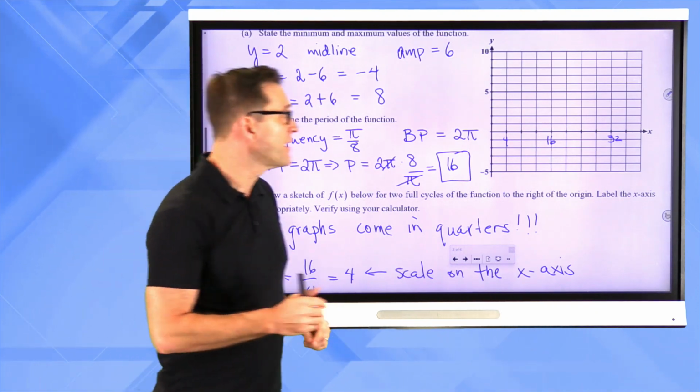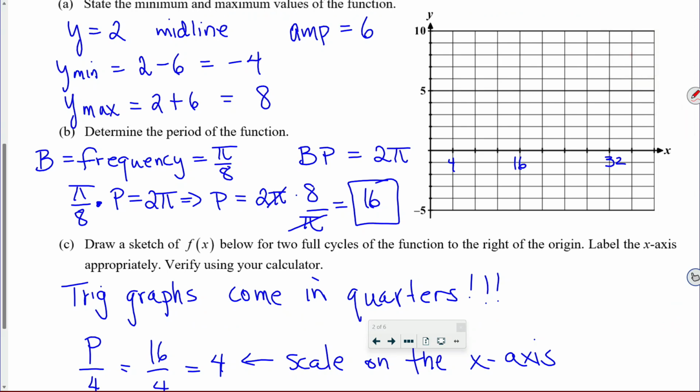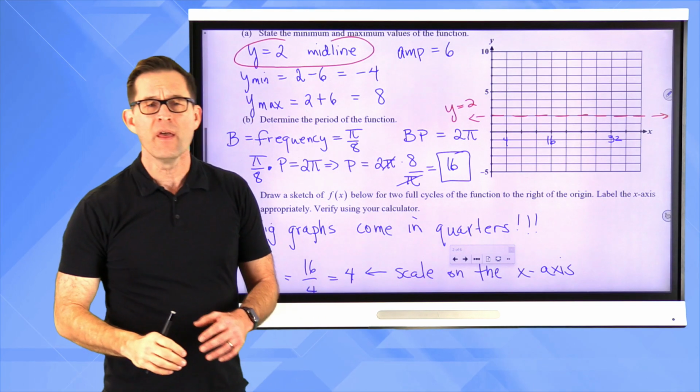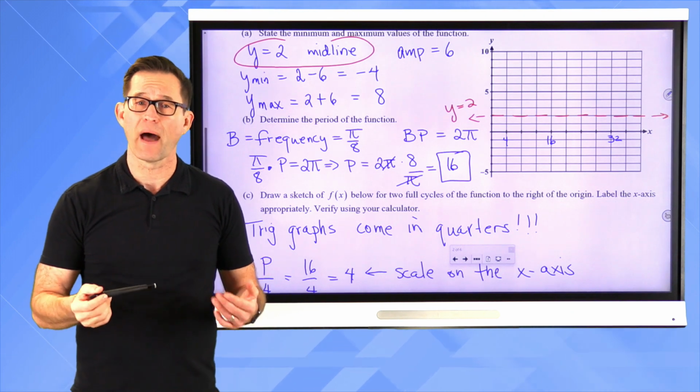The next thing that I tend to do, and let me draw this in red, is graph the midline, and I'll explain why in just a moment. And I do it in dashed. Okay, so y equals 2. It's not really there if I draw it in dashed, it's just a guideline. That's going to be the horizontal line that my curve rises and falls about.